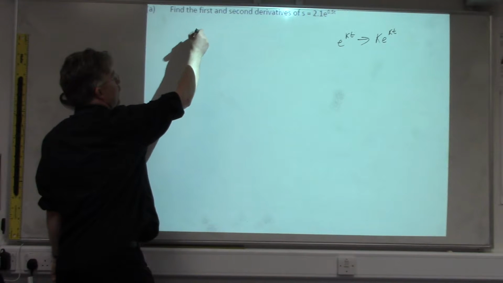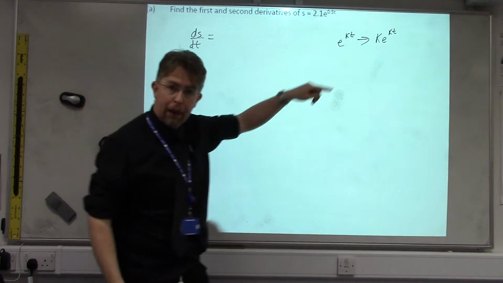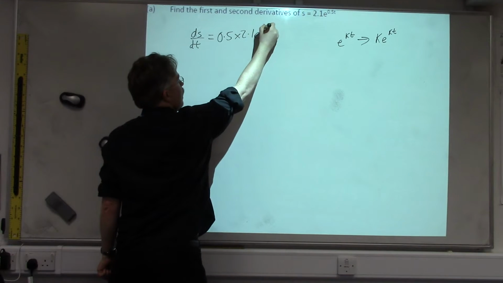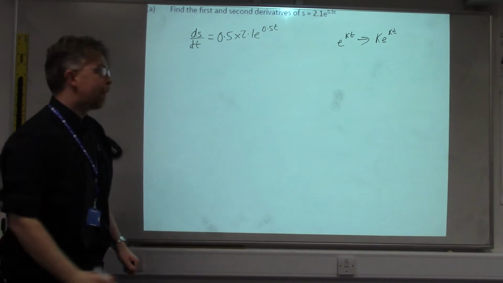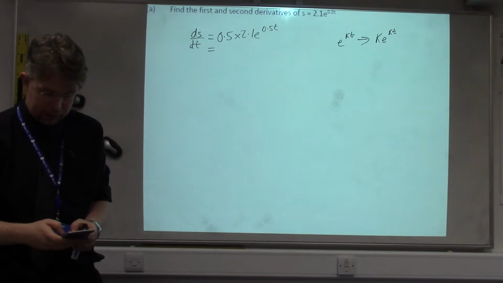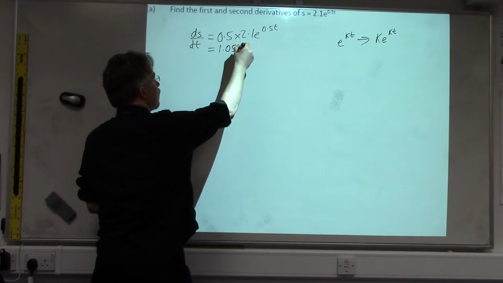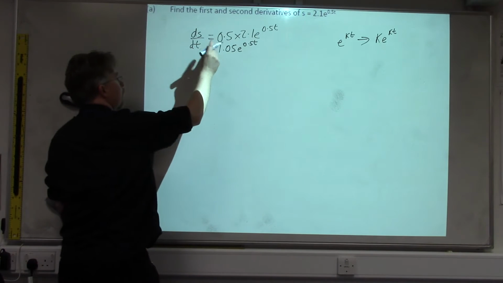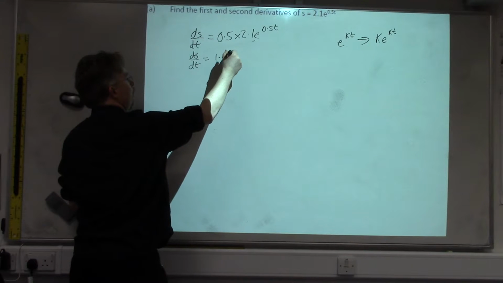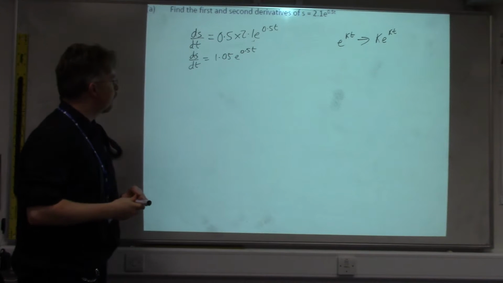So ds by dt equals, well, the number in front of the t is 0.5, so that's what we multiply at the front. So 0.5 times 2.1 e to the 0.5t. Do 0.5 times 2.1, we get 1.05. We get our formula for ds by dt, our first derivative.